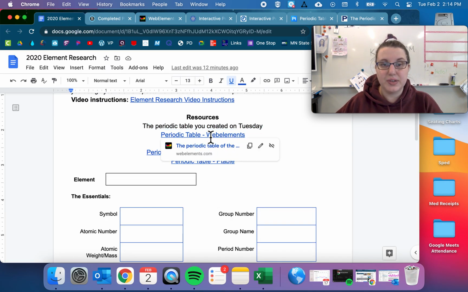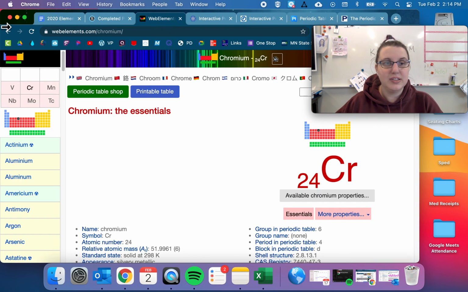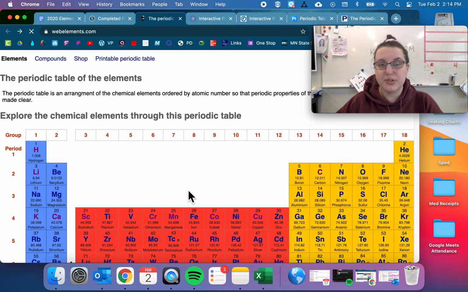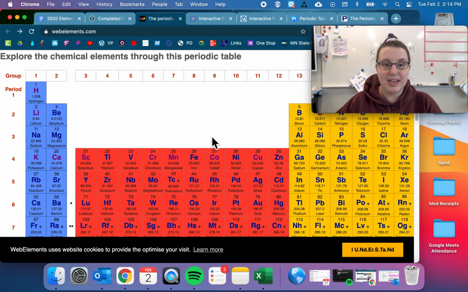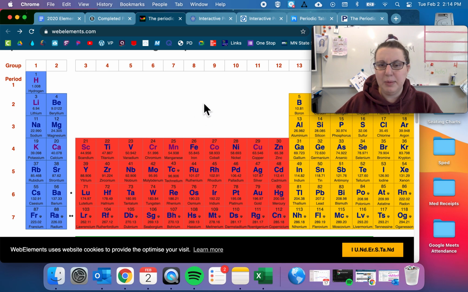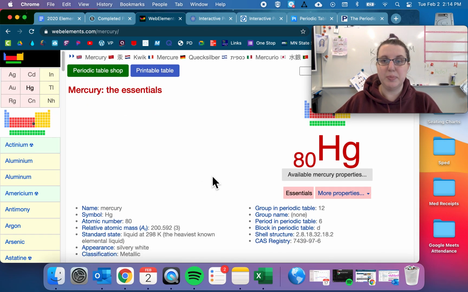The second resource is WebElements, which I have open right here. When you first open it up, it'll look like this. You can find your element. So let's say we're doing mercury. I'm going to click on mercury, and it's going to bring me to this page.